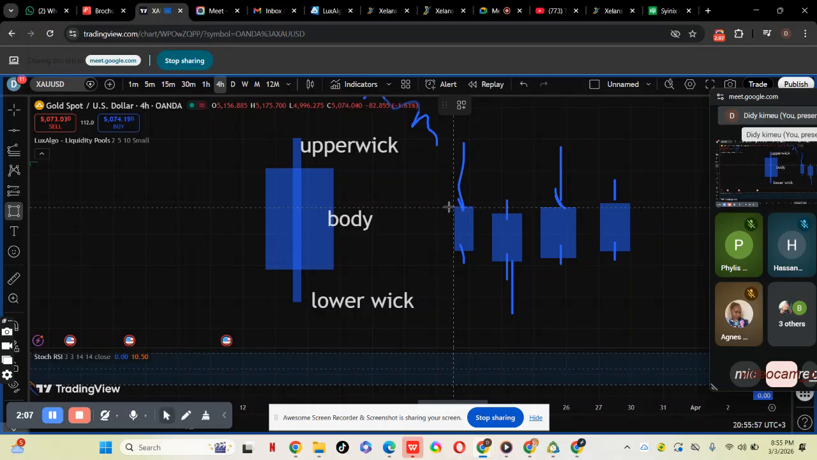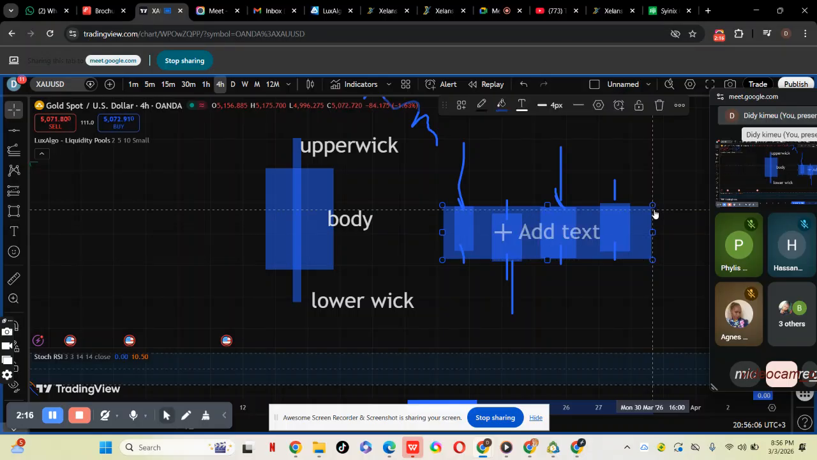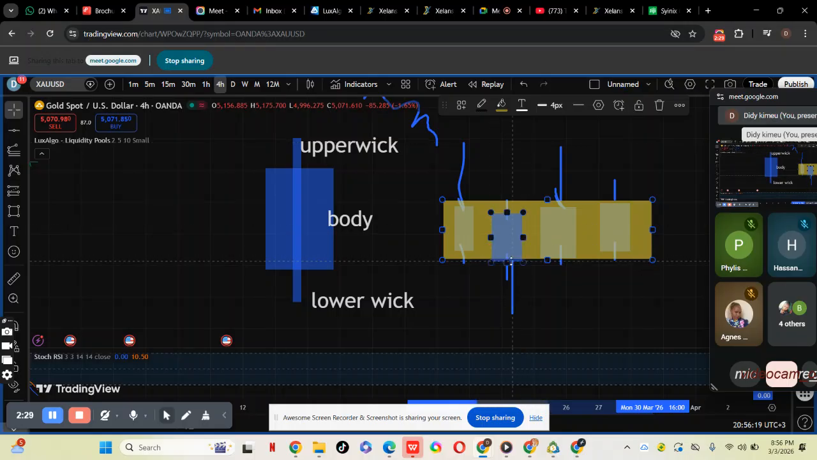So we mark the highest part of that body. This time we are going to use the rectangle, marking the highest part of the body and the lowest part of that consolidation. If the consolidating zone is within these wicks, no problem, so long as you have marked the highest point and the lowest point of that consolidation. This is the lowest part, and this is the highest part. So we mark using this rectangle.